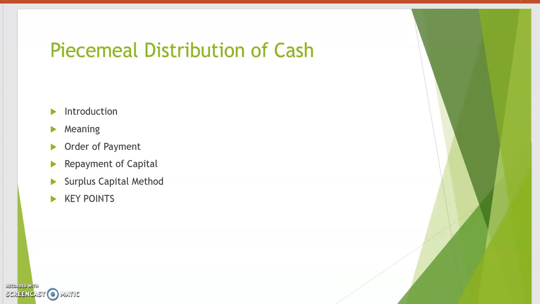Other liabilities in external liabilities, that is the second part, are secured and unsecured liabilities. Internal liabilities are the loans taken by the firm from the partners. And the third point is the capital accounts. So the classification of liabilities is: external liability, internal liability, and capital accounts of partners. Then we move towards the next important point: how to pay, or who will get preference for the payment of liabilities.